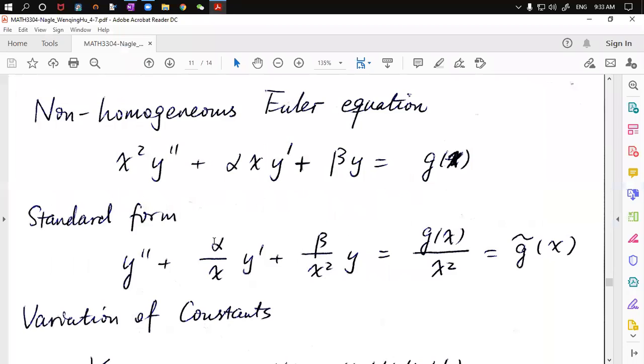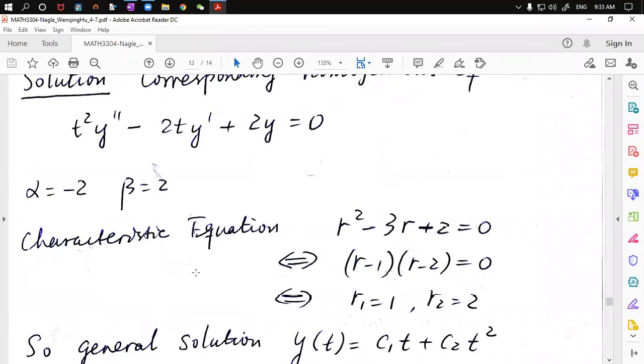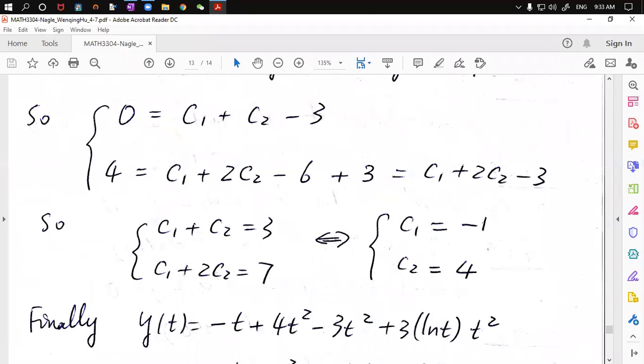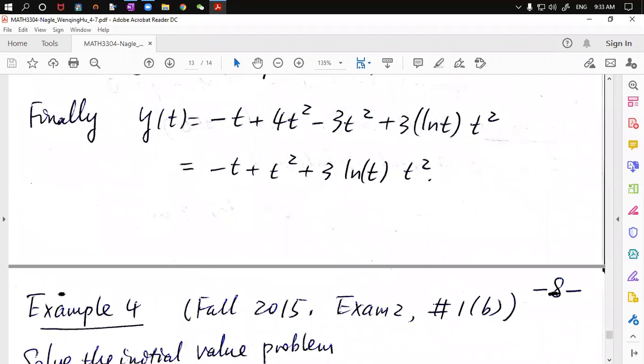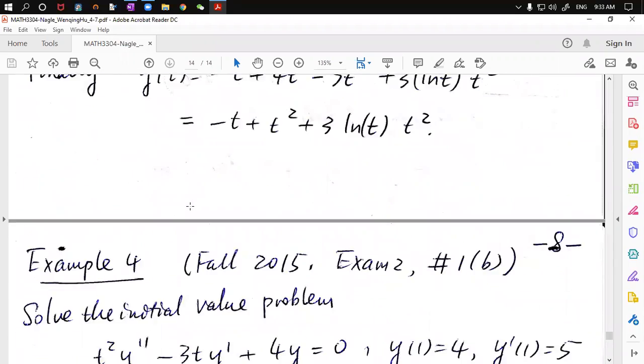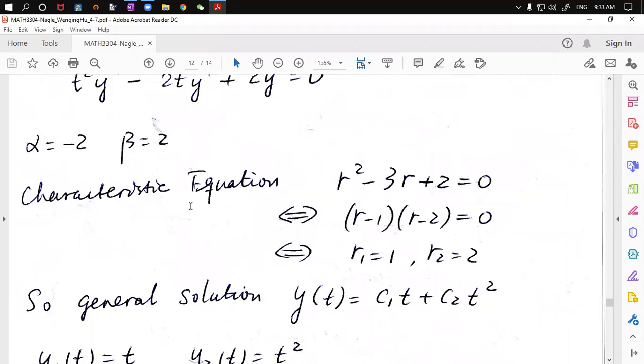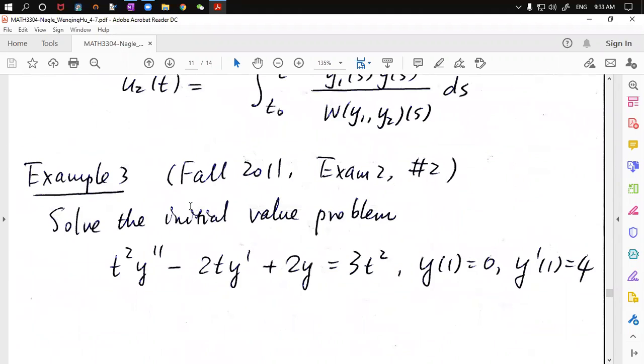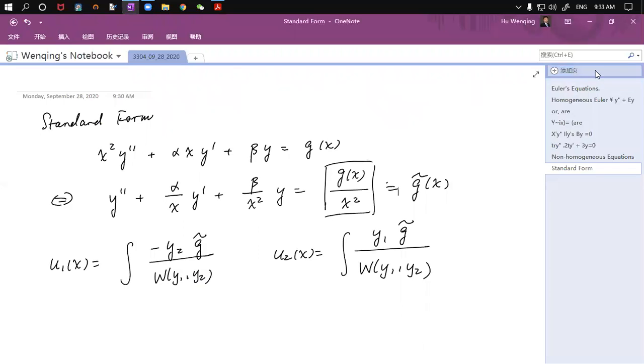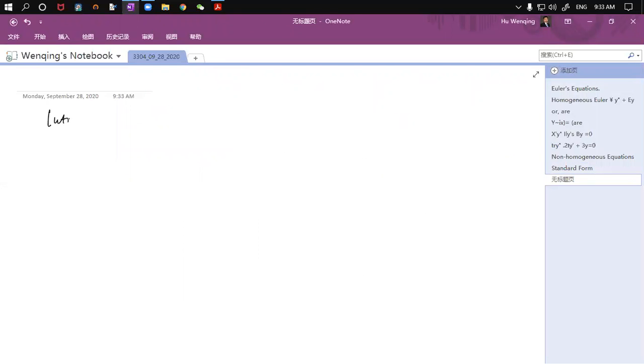Okay, so let's look at a few examples and see if we can really solve them by ourselves. Here is a nice example that I took from one of the previous years' exams. Let's try to work it out before we close this section. So here's the initial value problem.